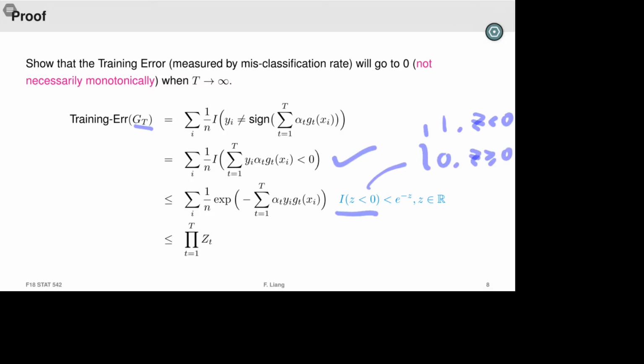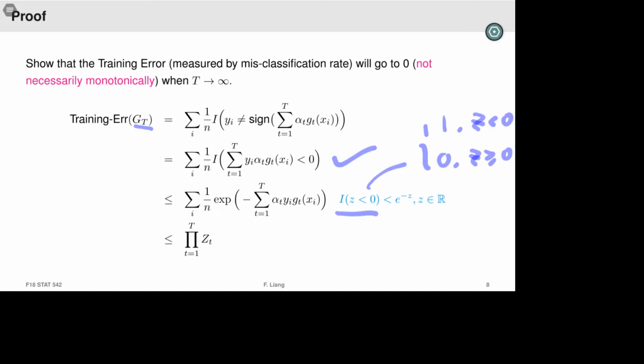And that indicator function can be trivially upper bounded by e to the power minus z. Why? Because when z is negative, e to the power minus z, your exponent is bigger than 0, so e to the power something bigger than 0 will be strictly bigger than 1. Now, if your z is positive, e to the power minus z will be less than 1. Oh, sorry, it will still be bigger than 0, right? Agree with this inequality?